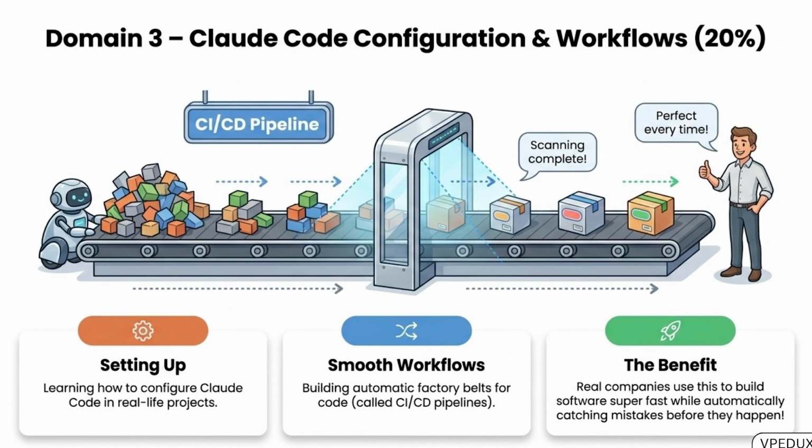Domain 3 is Cloud Code configuration and workflows. It focuses on using Cloud Code effectively in real projects. It includes setting up Cloud and building smooth workflows. It also covers integration with CI/CD pipelines, which are automated systems companies use to build and update software efficiently and safely, helping speed up development and reduce errors.